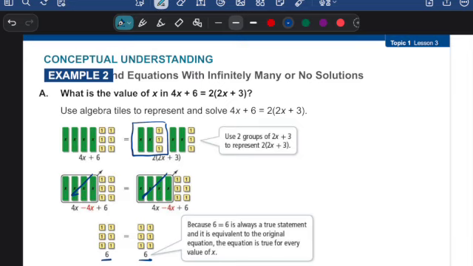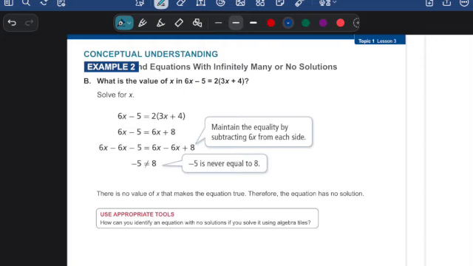Because 6 is 6. It is always 6. That is its identity. So in other words, there are infinite solutions. Okay? It's called an identity, or you can say it has infinite solutions. Any value of x, we can plug in any number for x, and it will work on both sides of the equation.